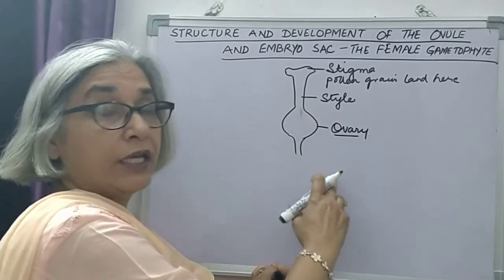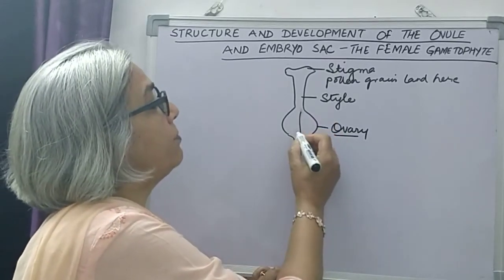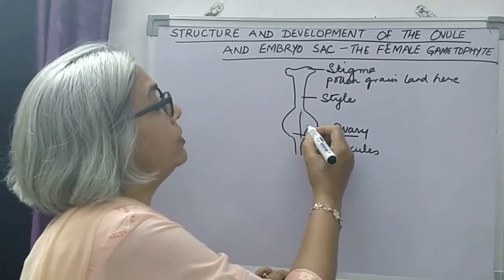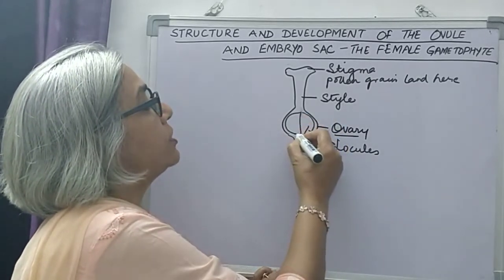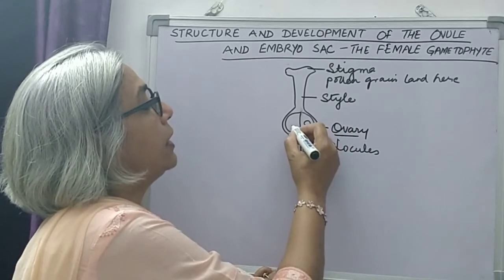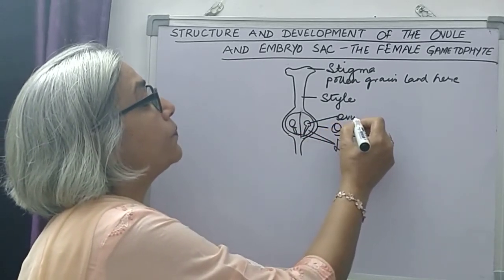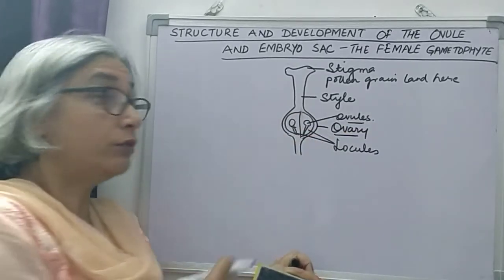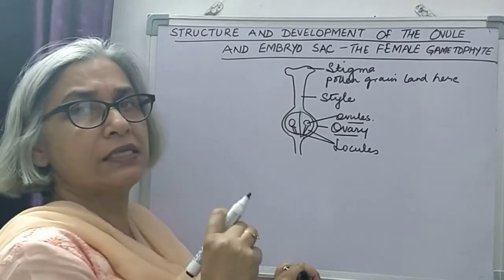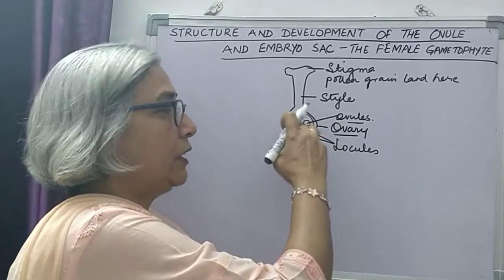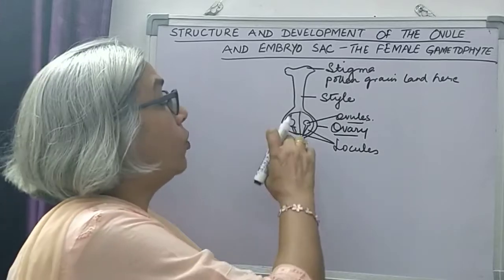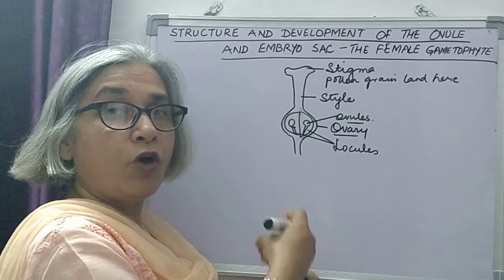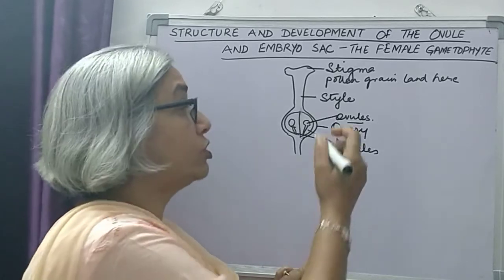This ovary is divided into chambers, and these chambers are called locules. Suppose these are two chambers in the ovary, the locules contain ovules. Now, development of an ovule. This ovule arises as a knob-like structure in the wall of the ovary, and as it develops, it rises up to form a stalk-like structure which is called the funicle.